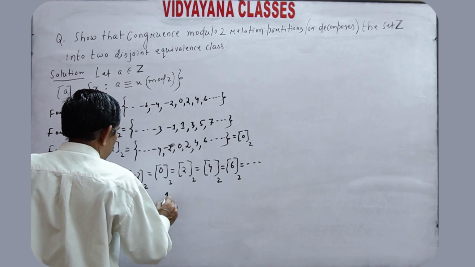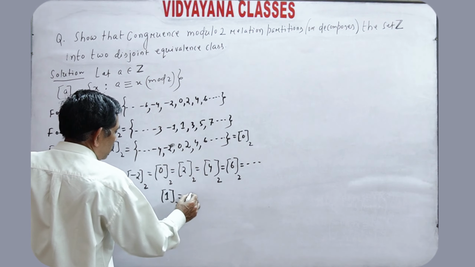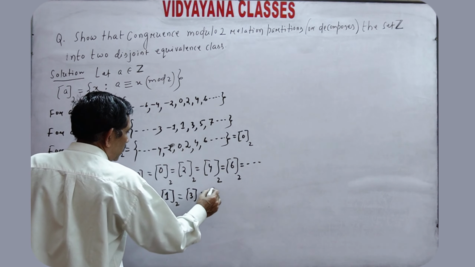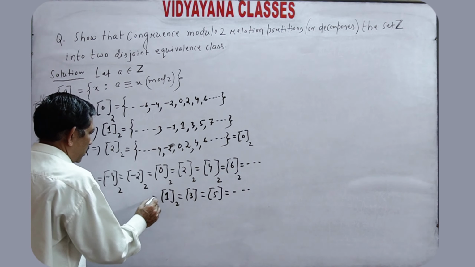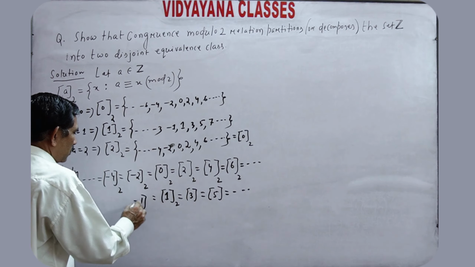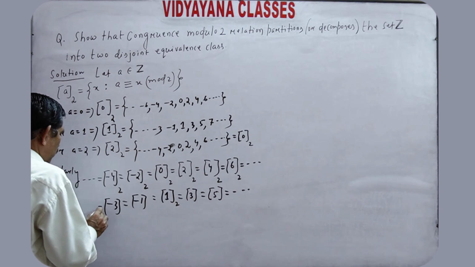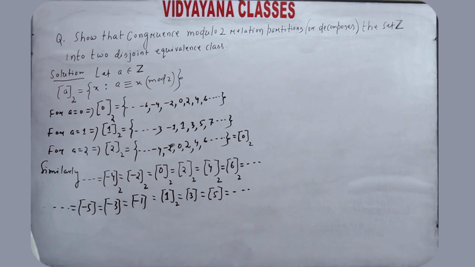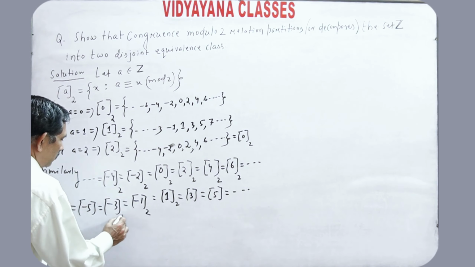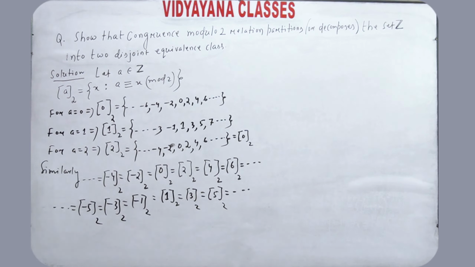And the equivalence class of 1 modulo 2: 1 plus 2 is 3, 3 plus 2 is 5 since the modulo is 2, and so on. 1 minus 2 is minus 1, minus 1 minus 2 is minus 3, and minus 3 minus 2 is minus 5. Here, modulo 2. Clear? So there exist only two equivalence classes.